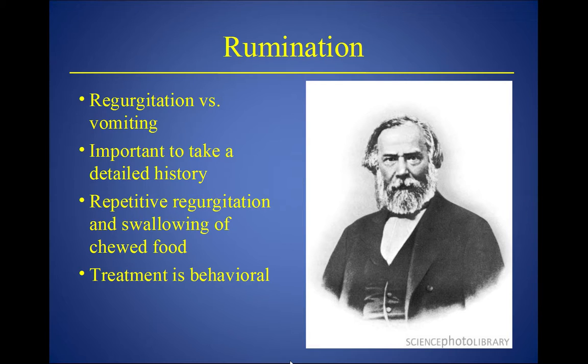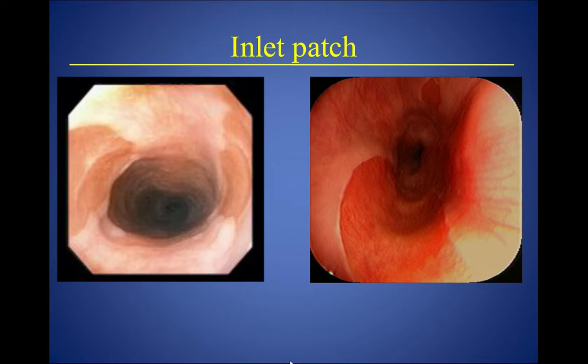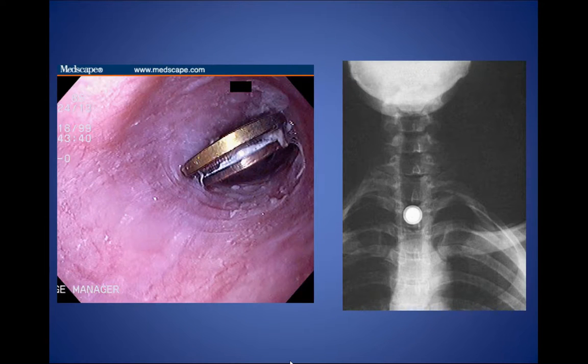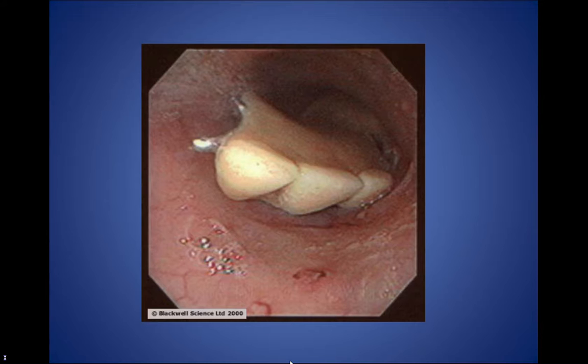Treatment is behavioral. But it's just something to think about, especially in young people, people maybe with associated anxiety or mental health issues, that they may not actually be vomiting when they report chronic vomiting, that it may actually be this. So you have to take a clear history. Some fun pictures to show. This is called an inlet patch. These are some foreign bodies. We're going to go over another foreign body, and lastly a foreign body there.